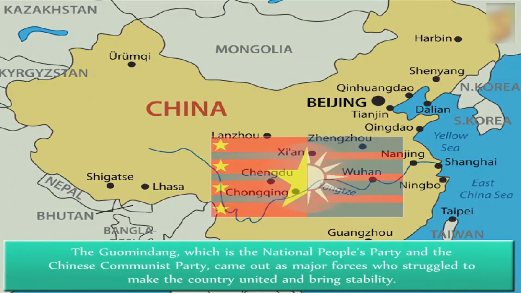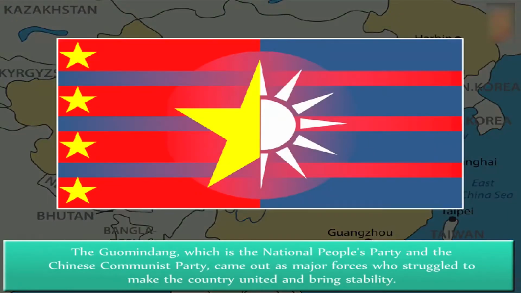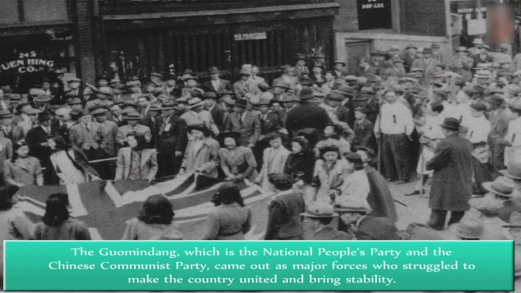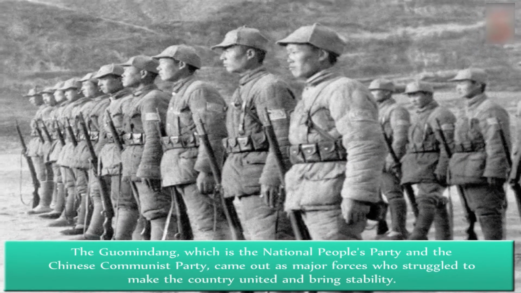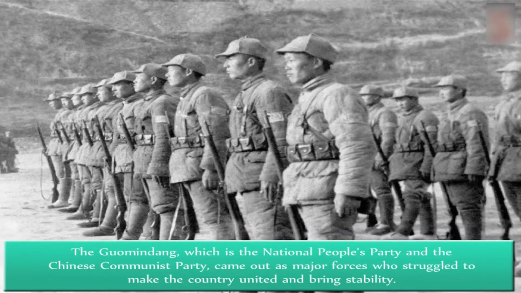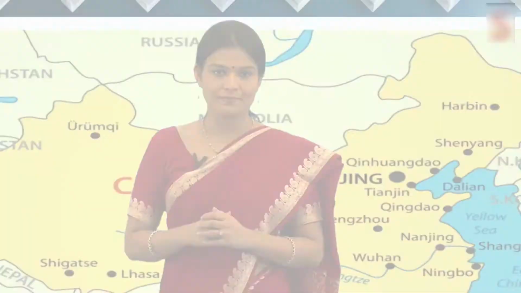The Kuomintang, which is the National People's Party, and the Chinese Communist Party came out as major forces who struggled to make the country united and bring stability. The ideas of Sun Yat-sen drove the political philosophy of the Kuomintang. In addition, clothing, food, housing and transportation were identified as the four great needs.